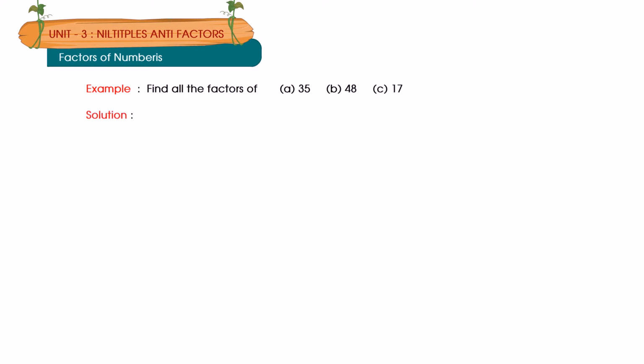Solution. A) 35 divided by 1 is equal to 35. 35 divided by 5 is equal to 7. 35 divided by 7 is equal to 5. Therefore, the factors of 35 are 1, 5, 7 and 35.